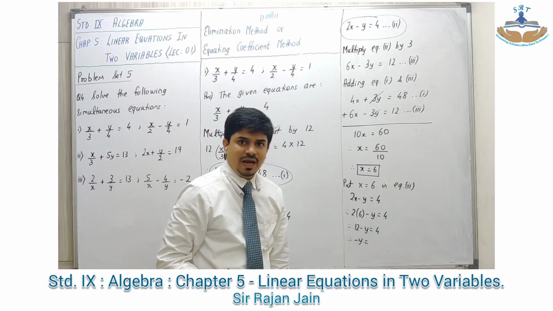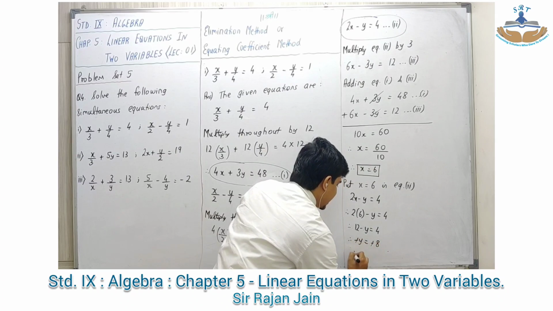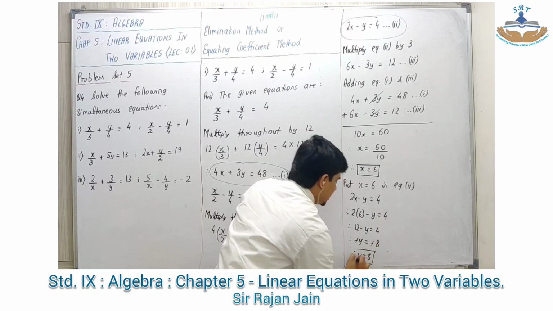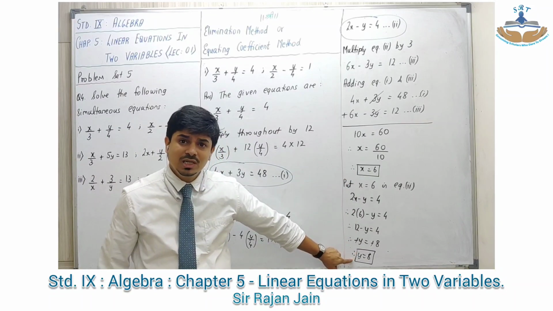This 12 will go to the other side and become minus. 4 minus 12 will give you minus 8. The negative sign cancels on both sides. Y will be equal to 8. So you have x equal to 6 and y equal to 8.